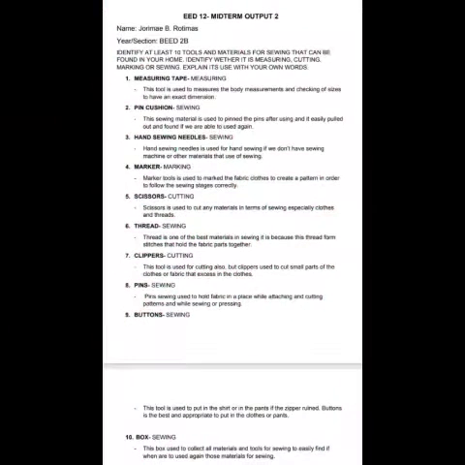The next one is Midterm Output 2. This Midterm Output 2 is identifying at least 10 tools and materials for sewing. So these are the tools and materials that I found in my home.